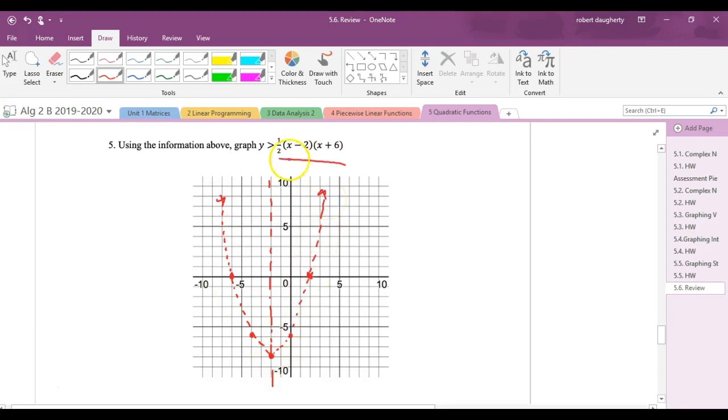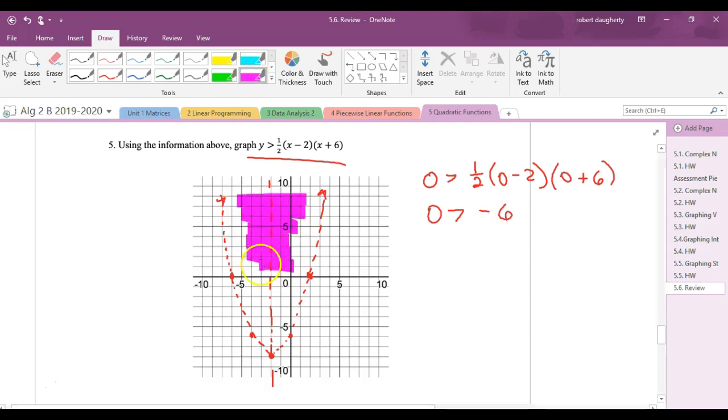And then just test (0, 0). Is 0 greater than 1/2 times (0 minus 2) times (0 plus 6)? So is 0 greater than, this is going to be -6. Is 0 greater than -6? Yes, it is. So the solution is going to include (0, 0). So that is the solution for that inequality.